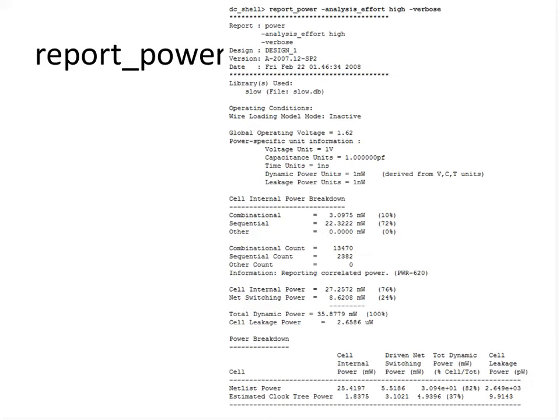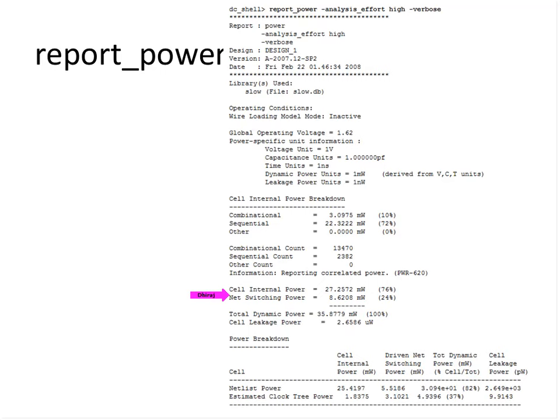This is the report_power report. It tells us what the global operating voltage is, and what the units are. The leakage power unit is picked up directly from the library. The dynamic power unit is derived from the voltage, capacitance, and time units. This now tells us the internal power breakdown: the combinational power, the sequential power, and the count. The other would, I guess, be hard macro power, but the design does not contain any hard macro. It tells us the internal power and the switching power.